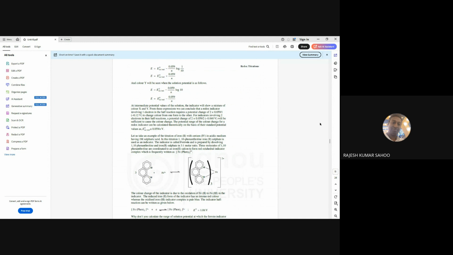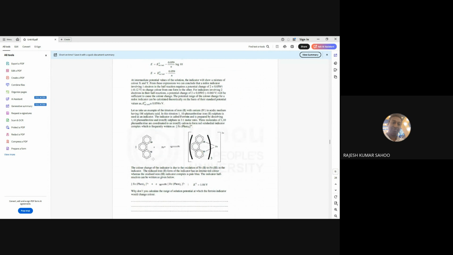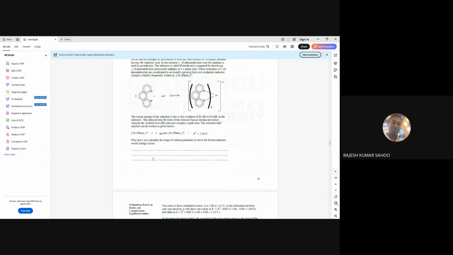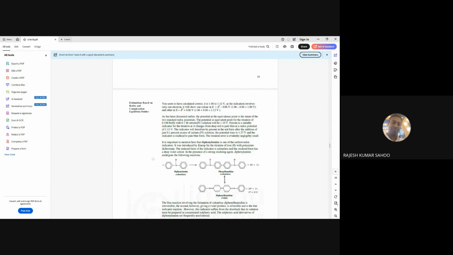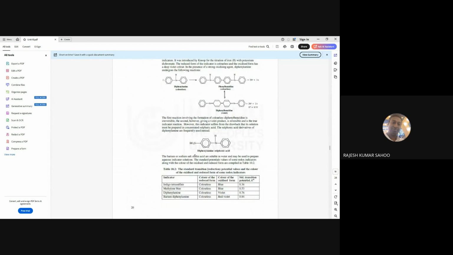I think the chiller system, chiller compounds. And these are some indicators: indigo tetrasulfate, methylene blue, diphenylamine, barium diphenylamine. These are some indicators.